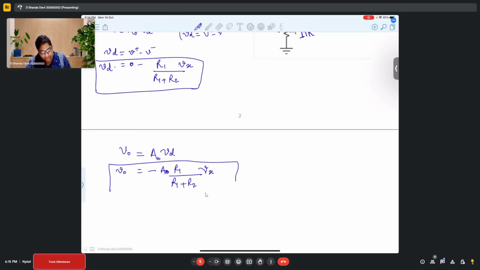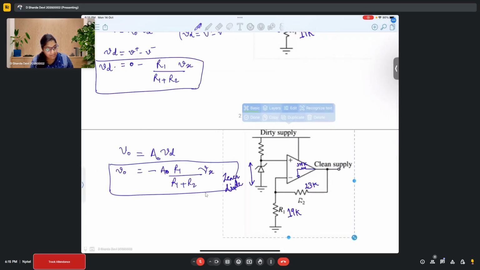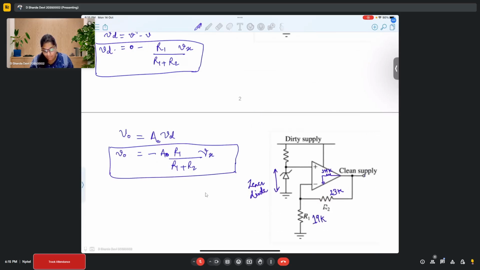Okay, so this is V naught. Now, if I have to ask, where is this V naught appearing? V naught is basically at the output of the op amp, right? So here you have your V naught.